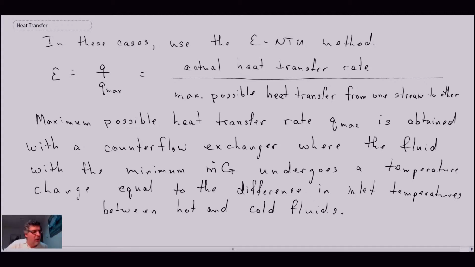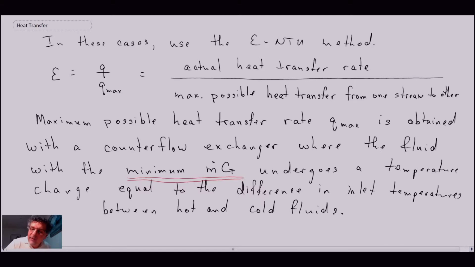What we find is the maximum possible heat transfer can be determined by taking the minimum m dot c sub p, which we'll be calling C min in this technique. The minimum fluid would have to undergo the maximum possible temperature difference, and the maximum possible temperature difference will be the difference in temperature between the hot fluid in and the cold fluid in. And that is the way that we get Q max.